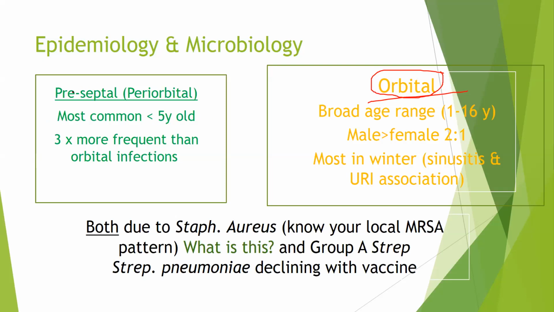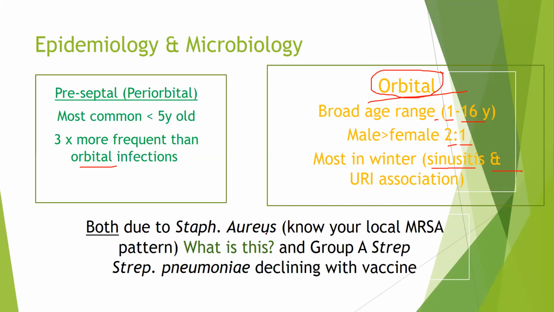So preseptal or periorbital cellulitis is most commonly under the age of 5. It's 3 times more frequent than orbital infections, so you're going to see these a lot more, right? Here we've got a broad range of presentation from year 1 to year 16. Greater in males than females, not sure why, and mostly in the winter months. So you've got this sinusitis or URI that then progresses to this orbital cellulitis.